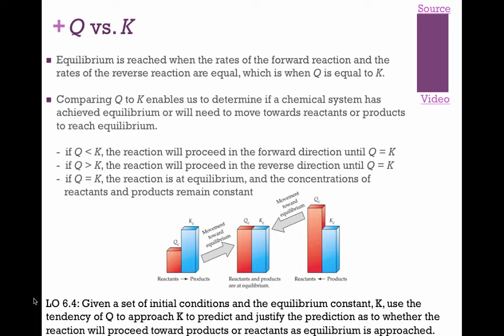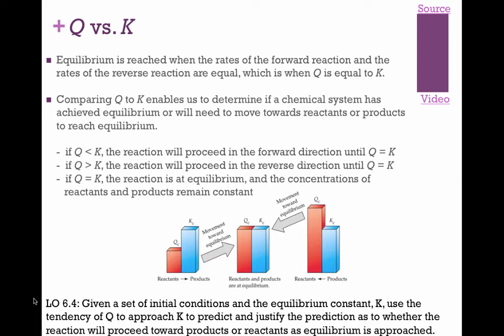You have the bars vertically. Yeah, that's vertically. We did it horizontally, right? We did them like this. However you do it is fine. But when Q is less than K, in order to make it equal, this is nice because it shows the direction that your reaction is going to proceed, right? You're going to make more products in order to get Q equal. If Q is equal to K, well, that's easy because it's at equilibrium.